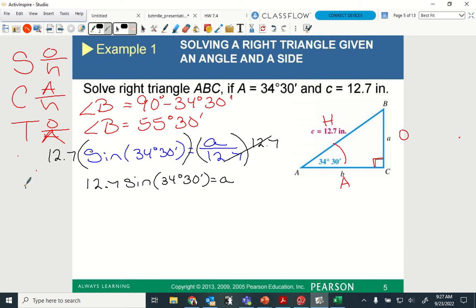So now from here, plug in the calculator. And since you're using your calculator, what do you got to make sure that you're, yep.